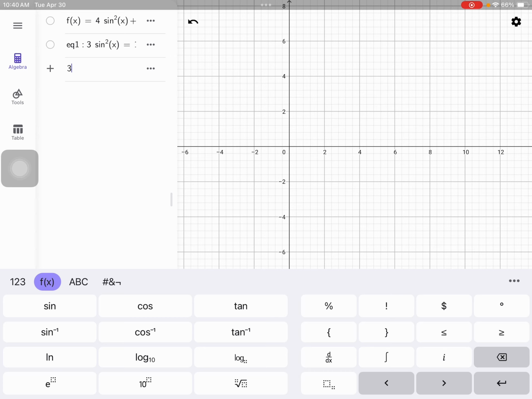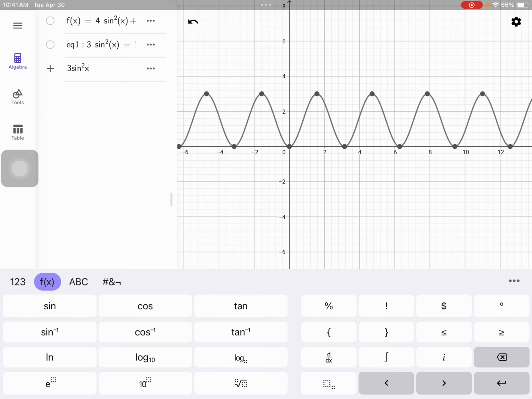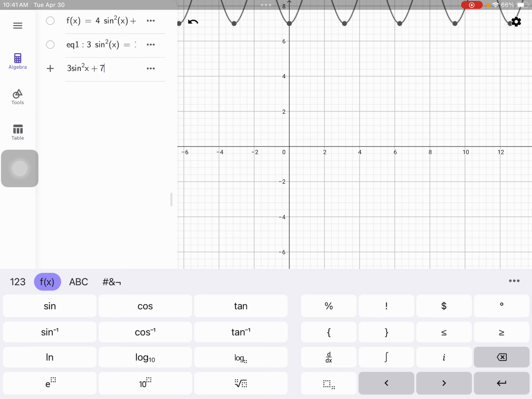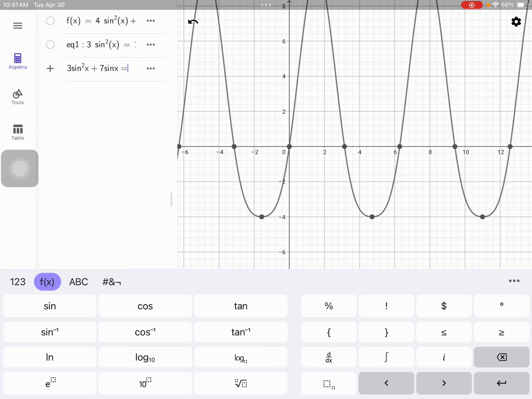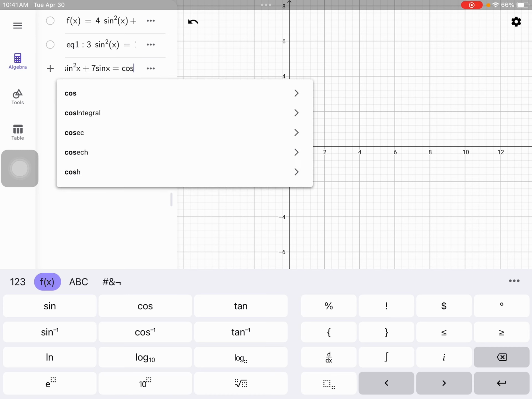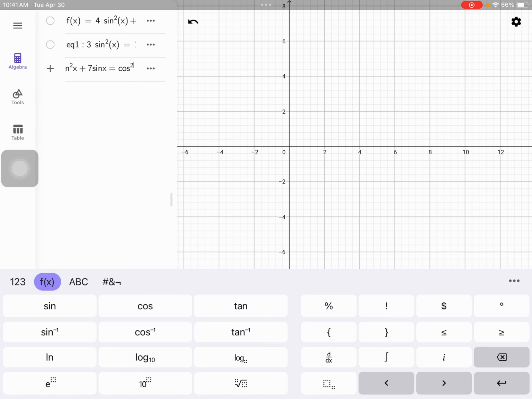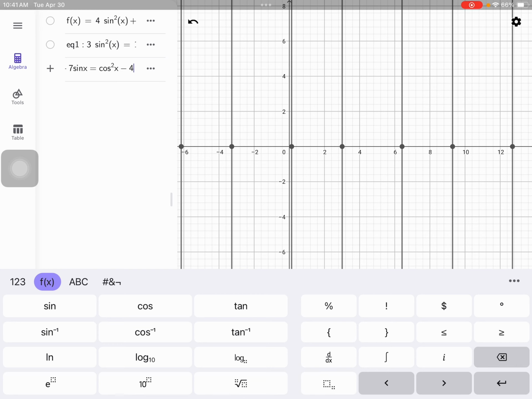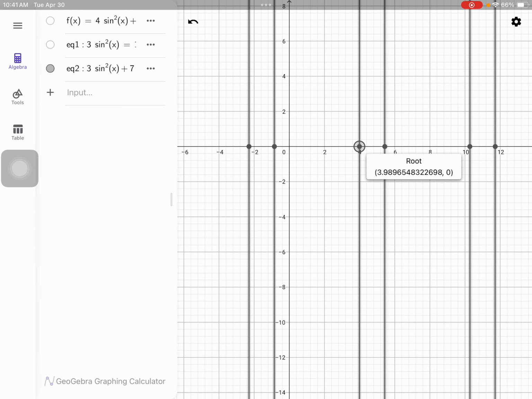So let's just look at 3 sine squared x plus x plus 7 sine x, and that's going to be equal to, remember our original statement here was cosine squared x minus 4, and we're going to get 3.89 and 5.43. 3.89, 5.43. Again, we're usually interested in between 0 and 360 degrees, or 0 and 2 pi.